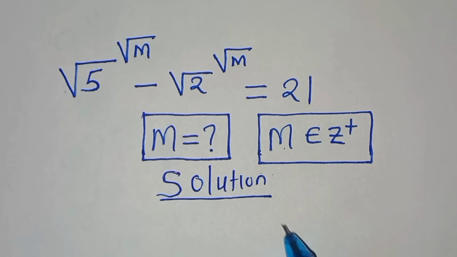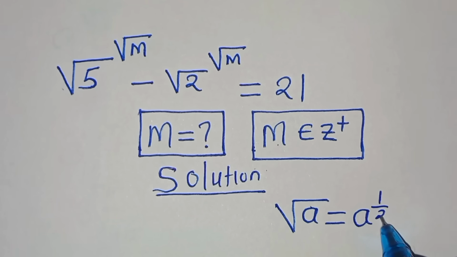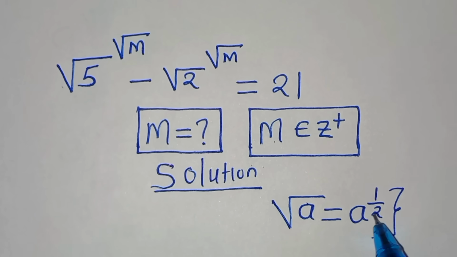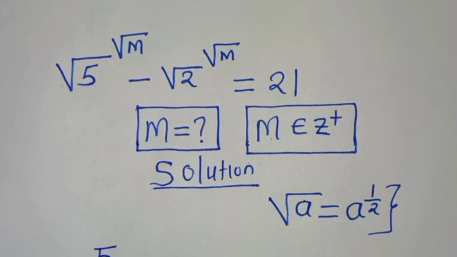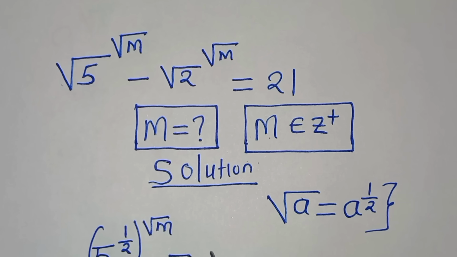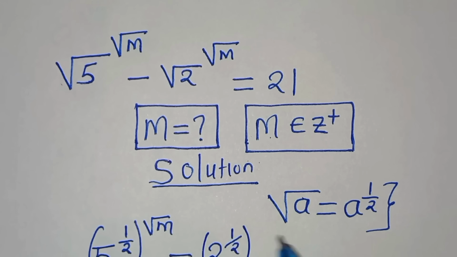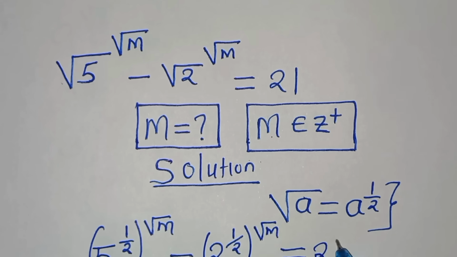We have that the square root of a is the same thing as a to the power of a half. Applying this property, we can express the square root of 5 as 5 to the power of a half, raised to the power of square root of m, then minus, we can express the square root of 2 as 2 to the power of a half, raised to the power of square root of m. This is equal to 21.